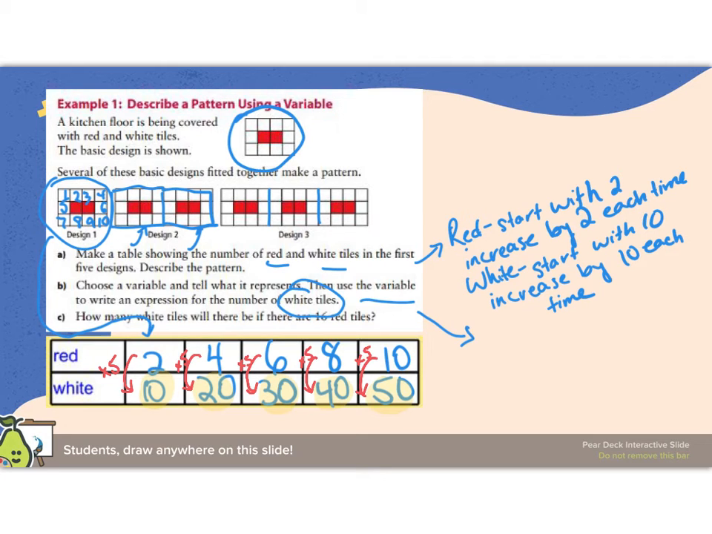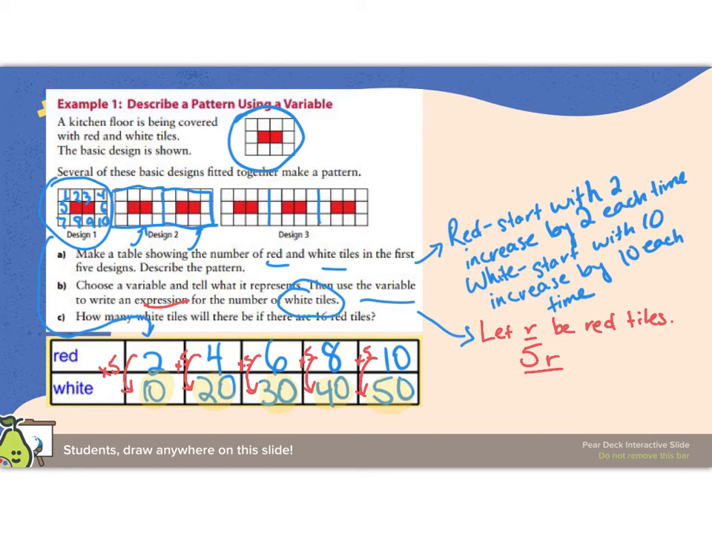So then I just need to be able to describe this as an expression. So I'm going to say, let R be red tiles. Now I know that if I ever see this letter R, I'm talking about the number of red tiles. And then an expression means I have no equal sign. I'm just going to describe how to find white tiles. So my expression would be 5R. So this means 5 times R will give me the number of white tiles.